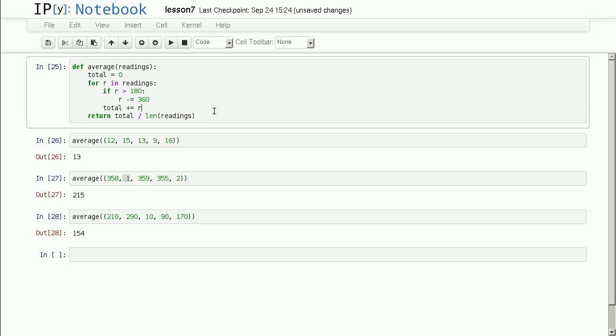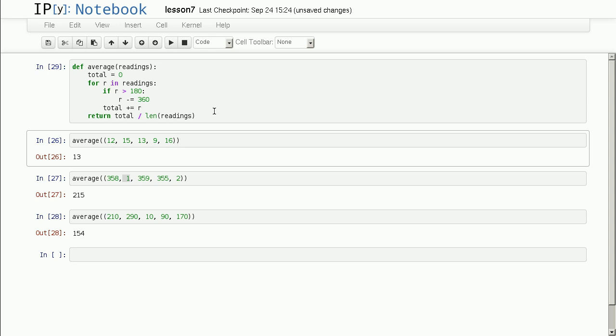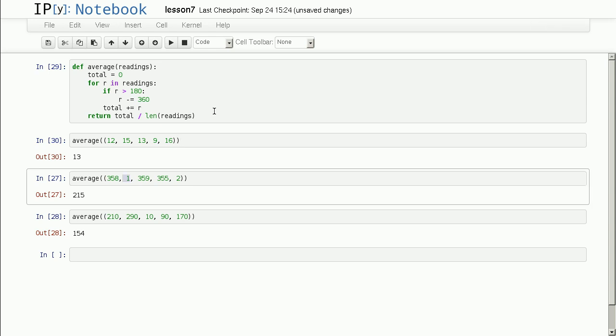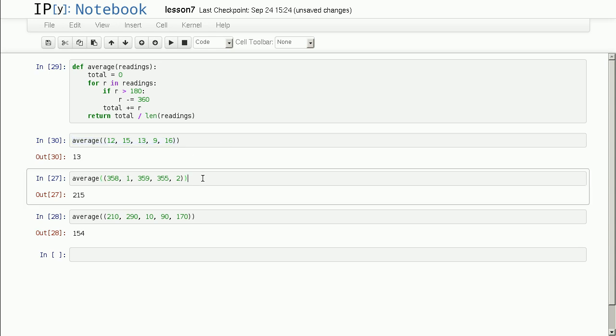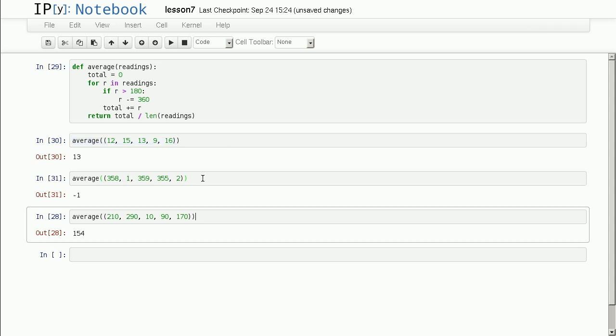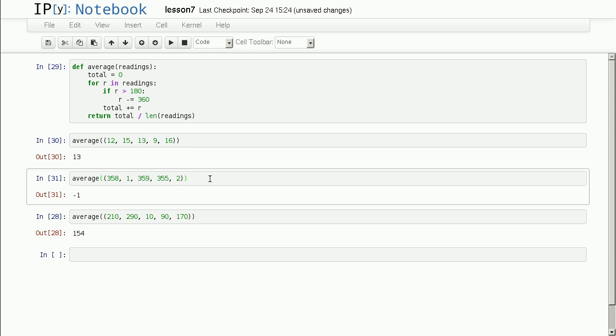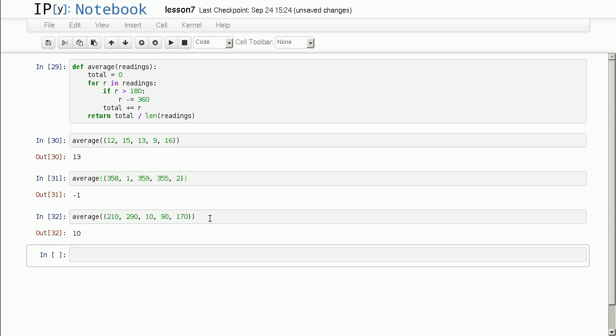Now, if I execute the first one, the first set of readings gives me the same result, 13. And the second set of readings gives me -1. Hey, that looks good. That's very close to 0. -1 degrees is the same thing as 359 degrees. And let's see, the third set now gives us 10 degrees. I'm not really sure if that's good or bad.